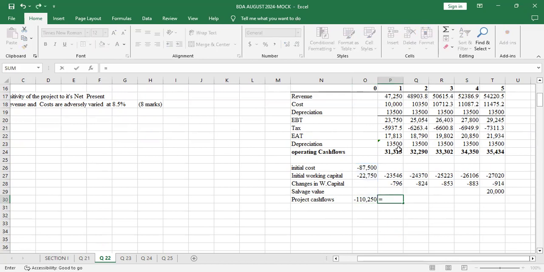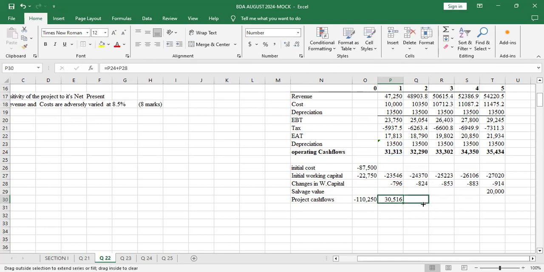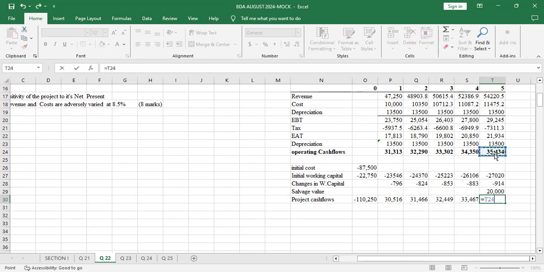Then for the second year, we'll take the operating cash flow, then we add the changes in working capital. We'll do that up to year 4. But for the last year, we'll pick the operating cash flow, add the changes in working capital for year 5, then we'll add the salvage value.